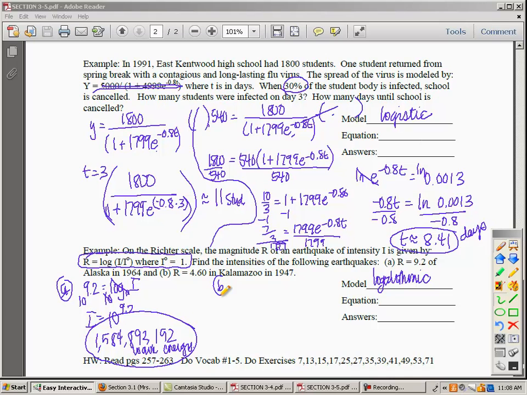B basically does the same thing. It says, now this time take 4.60 equals the log of I. If I take 10 to this side and 10 to this side, then 10 to the 4.6 is what I is, which is about 39,811 wave energy. Okay, so I wanted you to see this example again. It's just working with logs one more time.